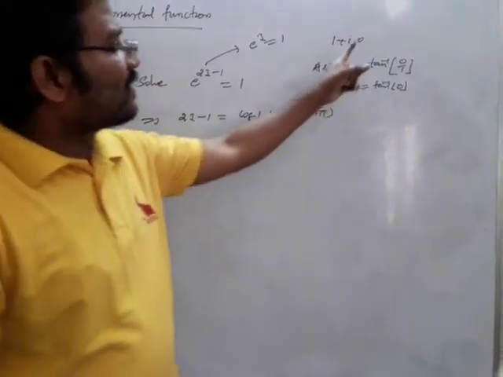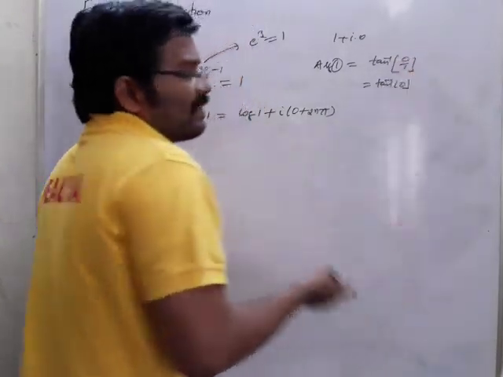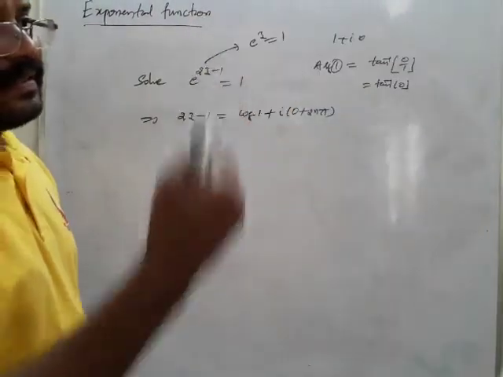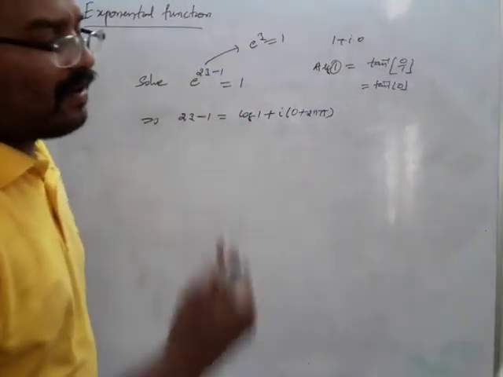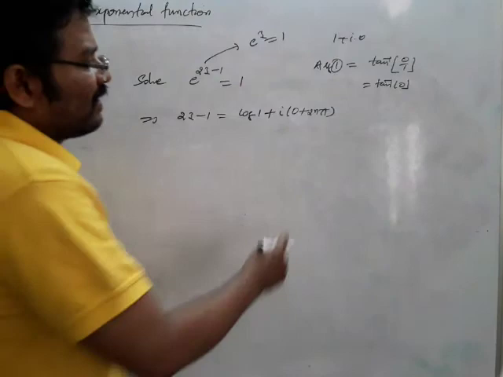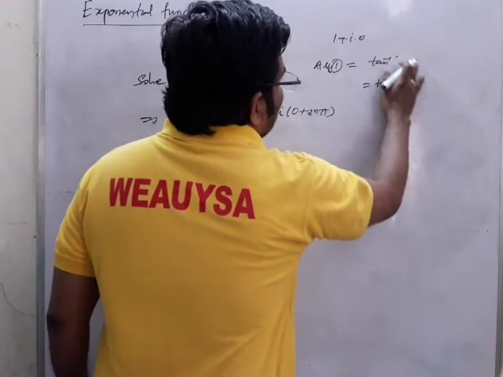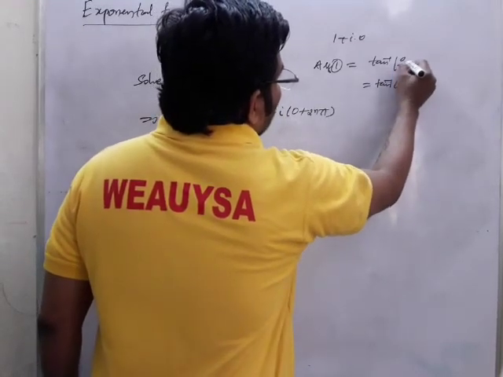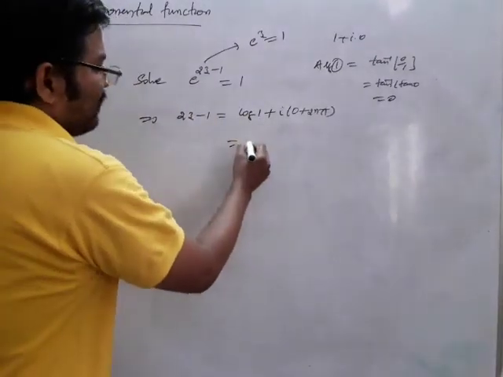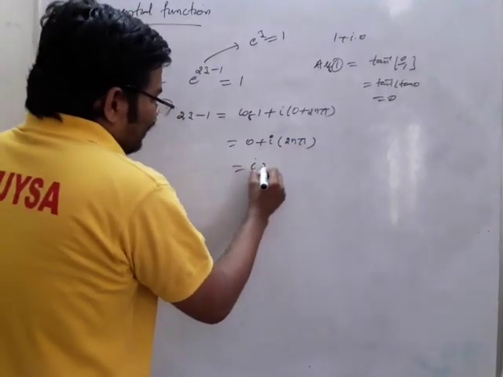Here y is 0, and 0 by 1 is 0. Tan 0 is again 0 because sin 0 is 0 and cos 0 is 1, so sin 0 by cos 0 is 0 by 1, which is 0. So you will be getting 0 only. Log 1 is 0, so we have 0 plus i into 2n pi. So the answer is i into 2n pi.